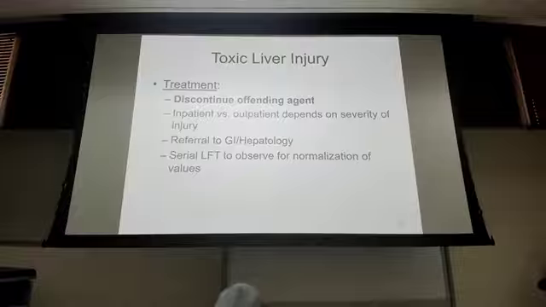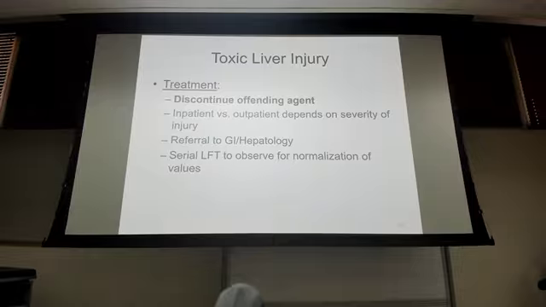Severity will determine inpatient versus outpatient. You're going to want a GI specialist or a liver specialist involved, right? GI subspecialty, if it's liver, the super experts in just liver, so a GI or gastroenterologist who's focused only on liver, if it's liver specific.